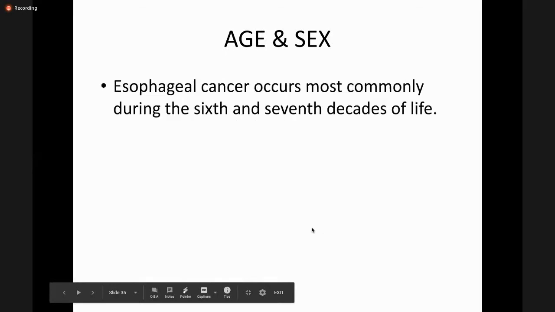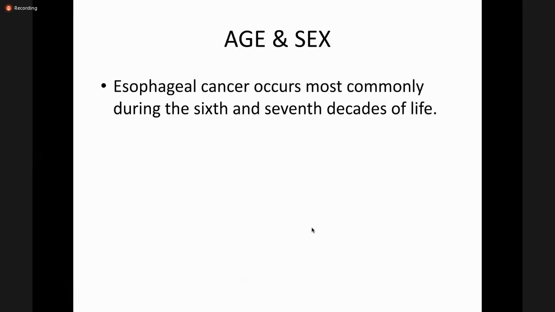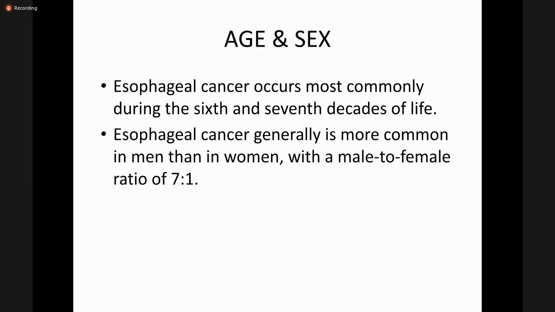In age and sex, esophageal cancers are most commonly seen in the 6th and 7th decades of life. And it's more common in males than females, with a ratio of 7:1.